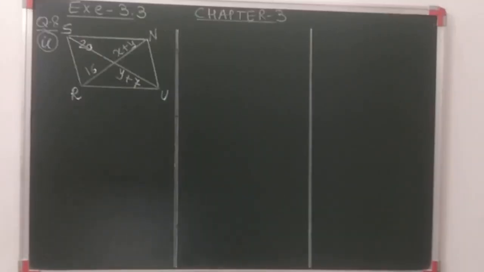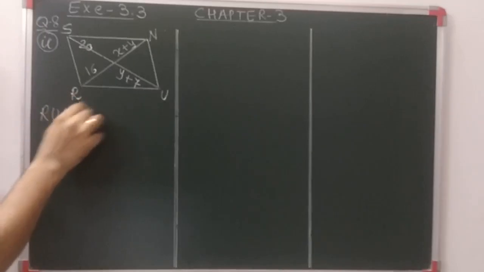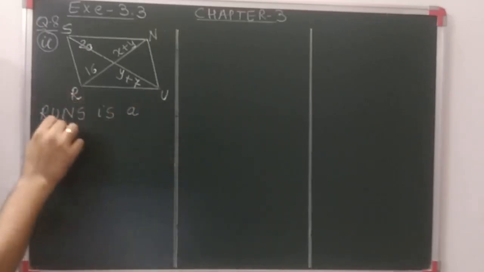Let's see the second one. This question is better than the previous one. Here it is given that RUNS is a parallelogram.